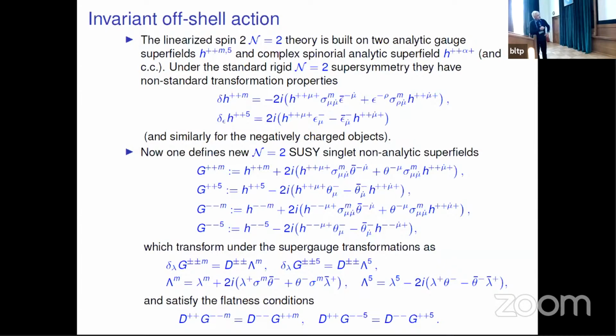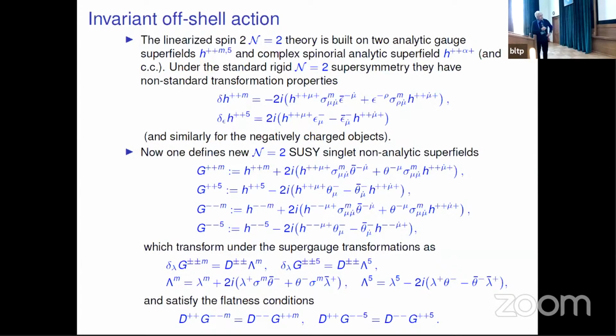The first step is to define a new N=2 superfield, constructed from these analytic ones, such that they will be invariant under rigid N=2 supersymmetry. These superfields are a singlet of N=2 global supersymmetry. But under supergauge transformation, they also have a rather simple transformation law.